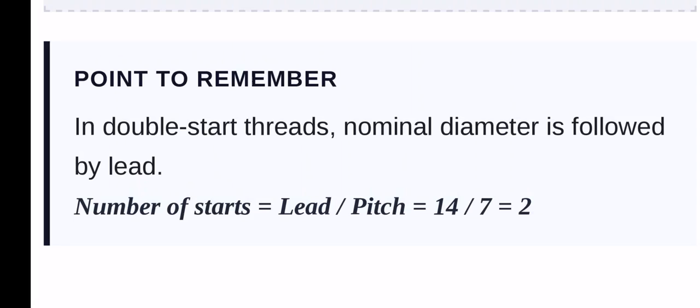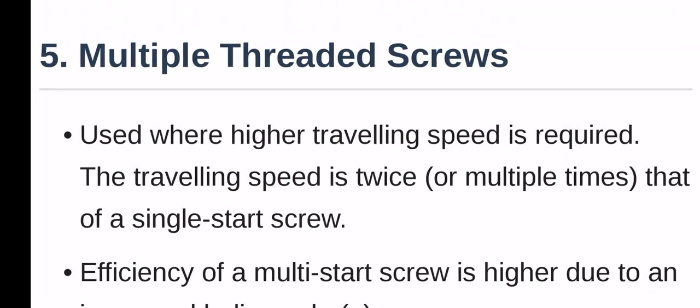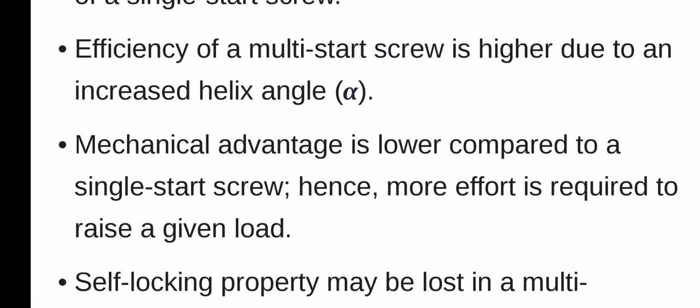In a double start thread, the nominal diameter is followed by the lead, and the number of starts is lead divided by pitch, which is 14 by 7 equals 2. Multiple thread screws are used where higher traveling speed is required. The traveling speed is twice or multiple times that of a single start screw. The efficiency of a multi-start screw is higher due to an increased helix angle alpha. Mechanical advantage is lower compared to a single start screw. Hence, more effort is required to raise a given load.